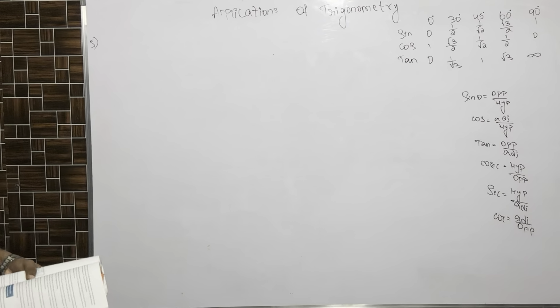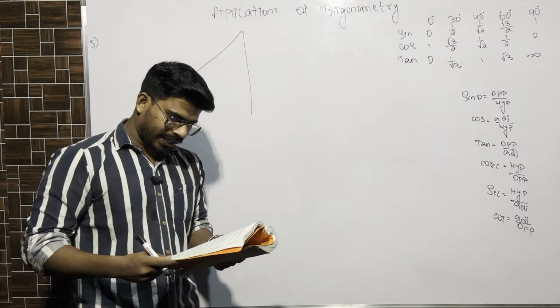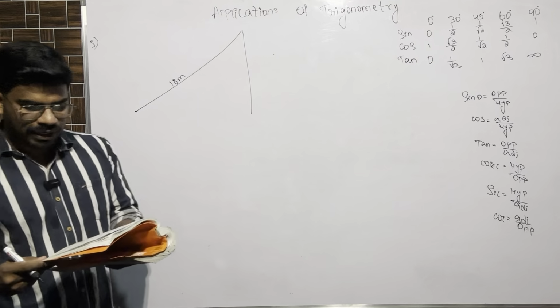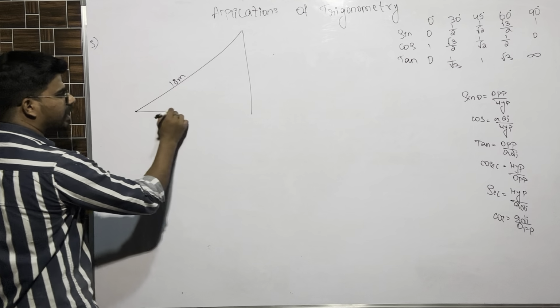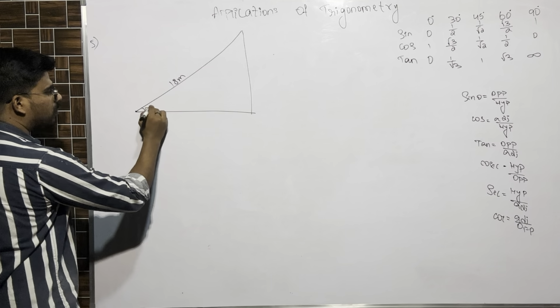In all the cases we are not looking at the hypotenuse, but in this question hypotenuse is included, which is 18 meter. Now what happened next is with the ground, because it was covering long distance, it was cut and tied at an angle of elevation 30 degree with the ground. Now here this was making some angle. This angle was 30 degree.